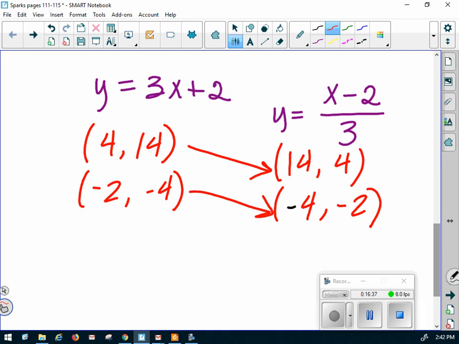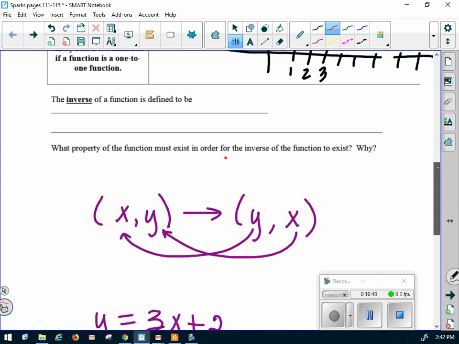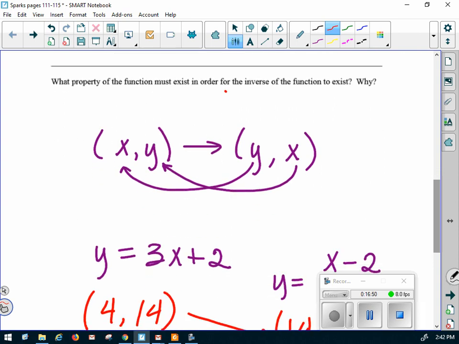Now, I want to do it with that one? No. Oh, sorry. Just going up here. We need to look at that very last question there. What property of a function must exist in order for inverses to exist?